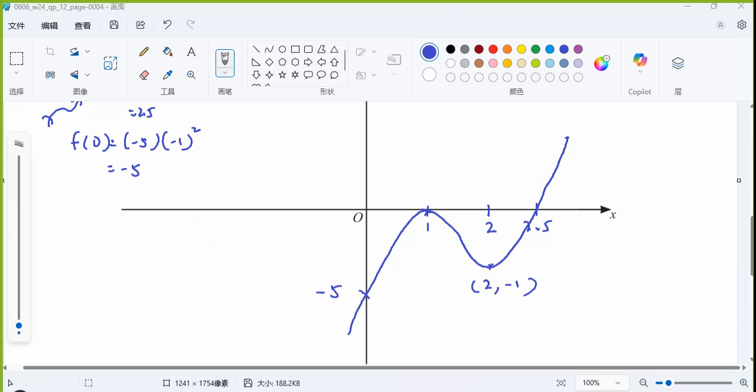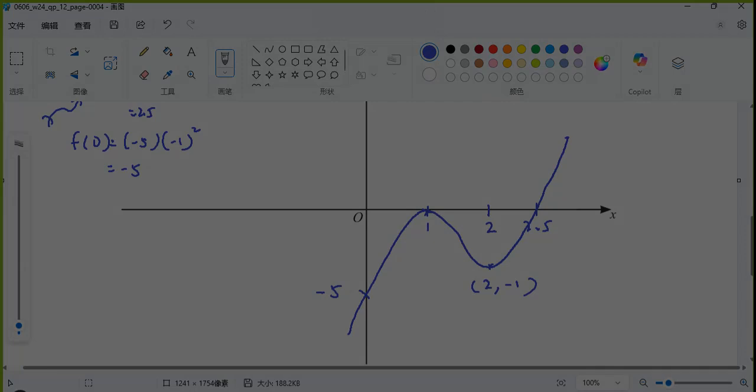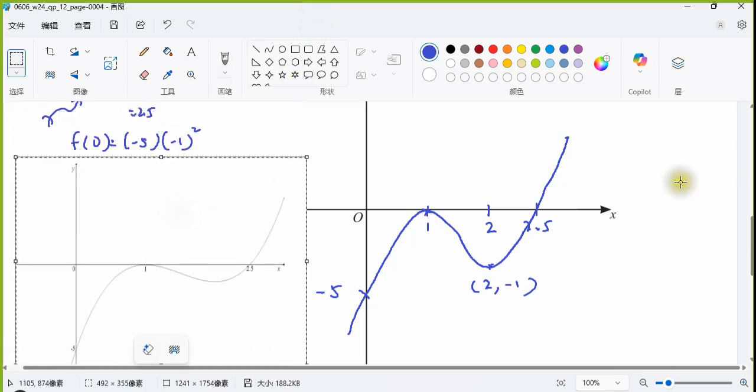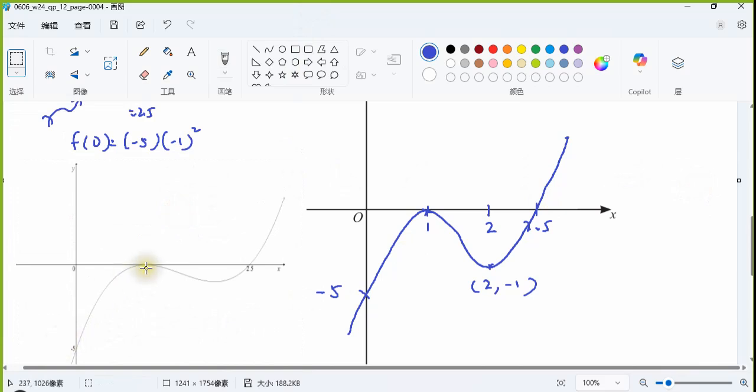So the graph that I draw is not that smooth, but the graph given in the answer scheme is something like this. Okay, so we have -5, 1, and 2.5. And the shape is like this. Okay. So my scale is wrong already. -1 should be somewhere here instead of here. This is like -3, -4 already.